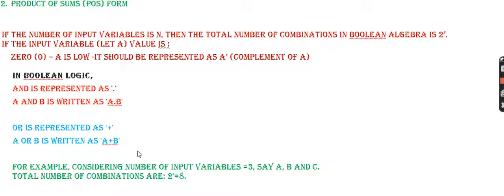That is, A or B is written as A plus B. That is a basic thing we have to understand in digital electronics.